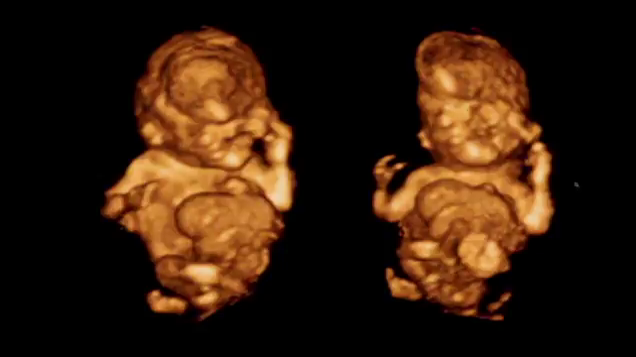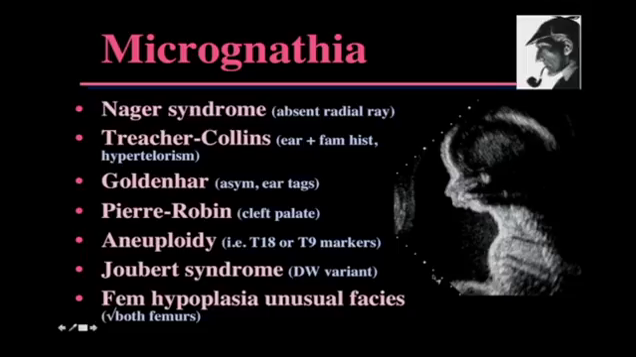This amniotic band fetus also has an anterior abdominal wall defect and all sorts of other abnormalities. So let's go on to the next feature we're going to talk about, which is micrognathia.